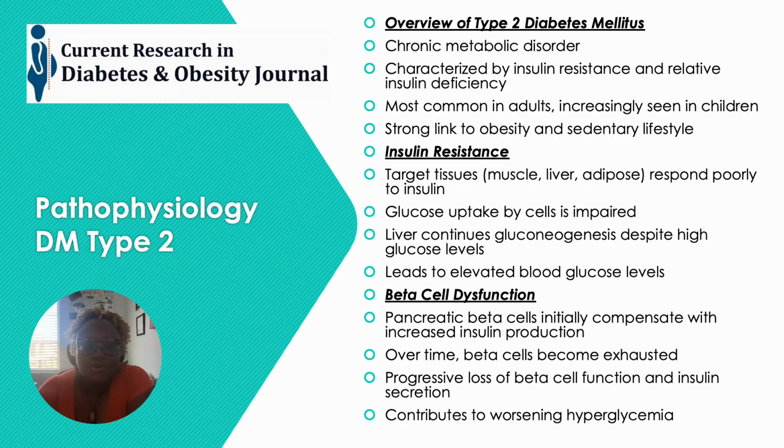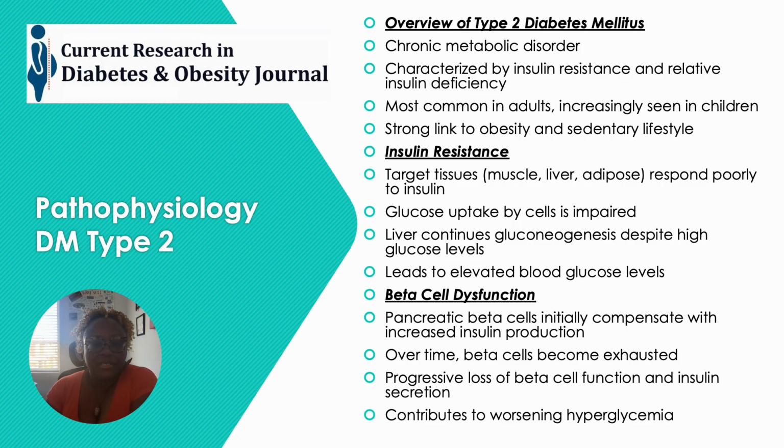Insulin resistance: the targeted tissues are muscle, liver, and adipose. They respond poorly to insulin. Glucose uptake by the cells is impaired. The liver continues gluconeogenesis despite high glucose levels. This leads to elevated blood glucose levels.